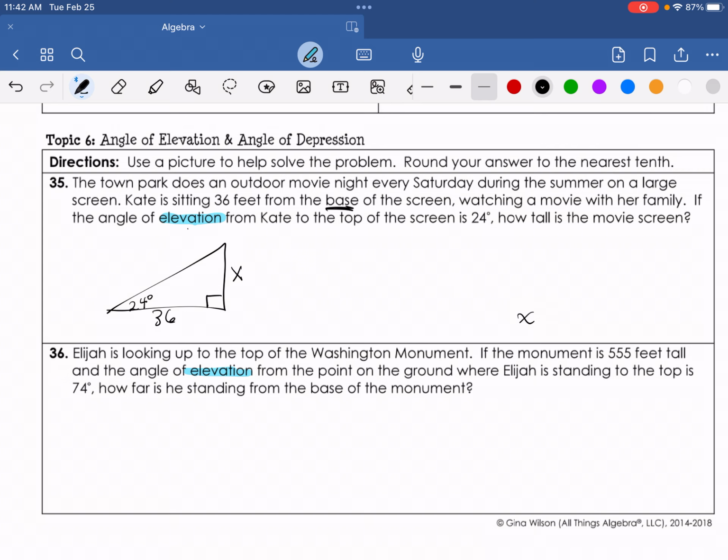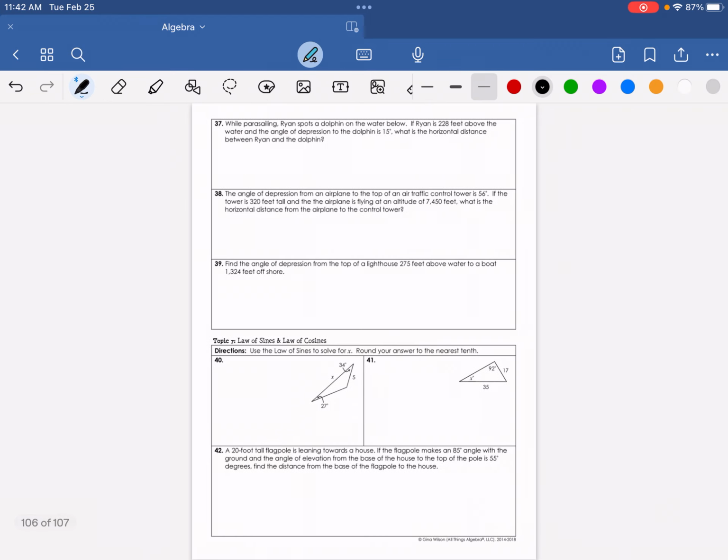So I'll tell you the answers for these. You should get 16 feet, exactly. For this one, x is similar to 159.1 feet. Okay, complete your problems. Make sure you draw it. Show your work on a test.